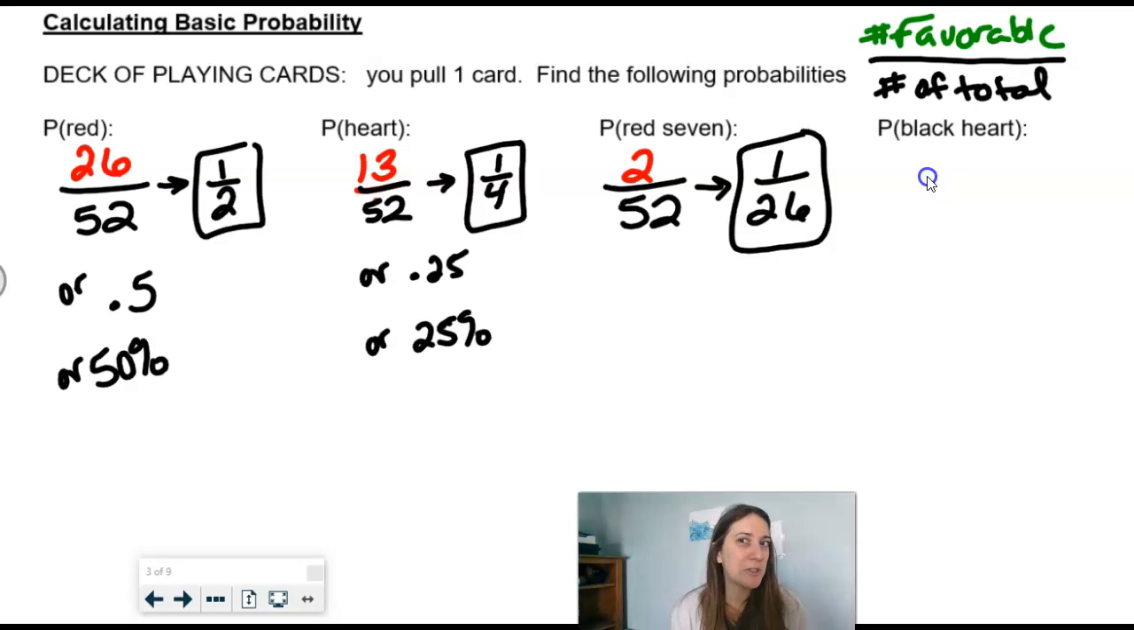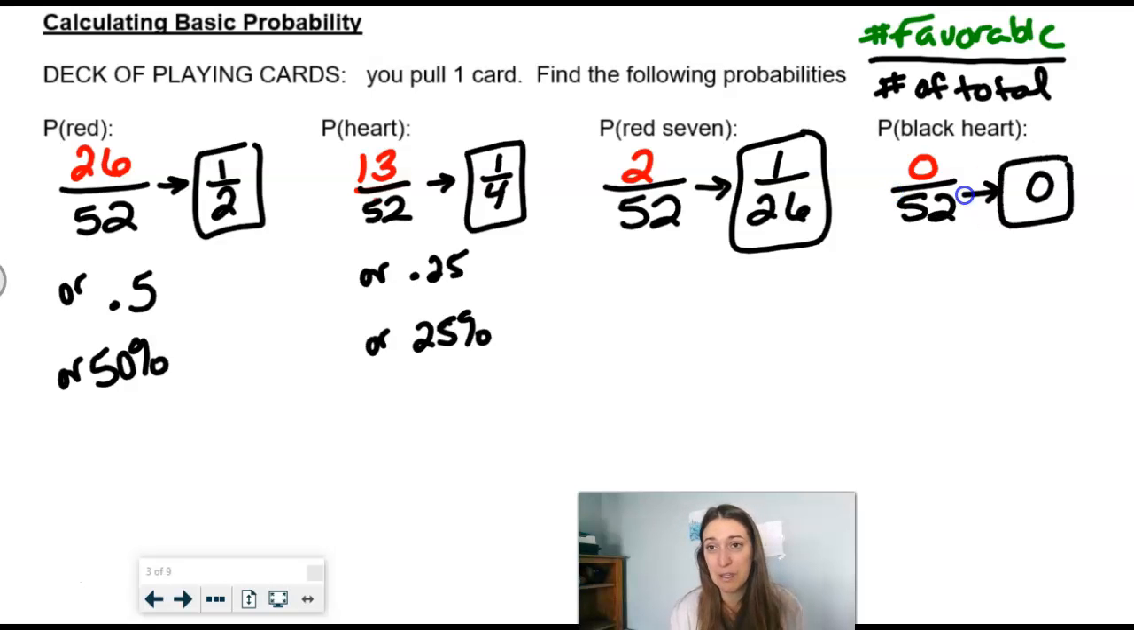All right, the next one's a bit of a trick question. Black heart. Well, remember, the heart suit is all red, so there is a 0 out of 52 chance of that happening, which means there's a 0% probability, or just 0.